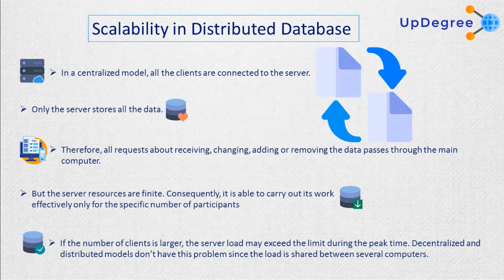So you understand, right? In the centralized model, it's client-server and only one server or complementary server stores the data. And so every transaction keeps coming in through the main computer, and there are finite resources to do the work. But in the distributed model, it is shared, and the load is actually helping to solve the problems faster.